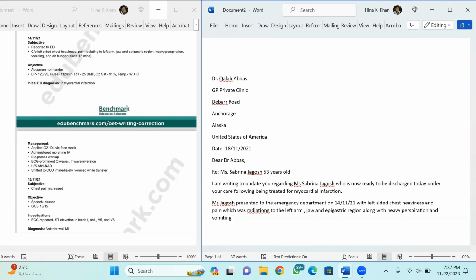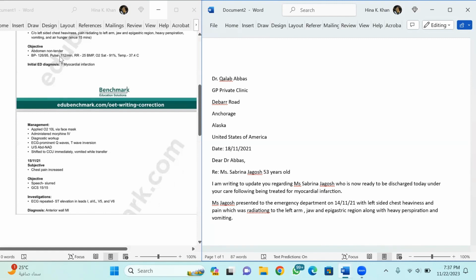Okay. Now, I can write it like this also, or you can just write all like this also. On 14th date, Ms. Jagosh presented in the emergency department with complaints of the left-sided chest heaviness and pain, which was radiating to the left jaw, arm, and epigastric region. And she was vomiting severely. But I find it like this, it's much better and nice, along with heavy perspiration and vomiting. Heavy means okay, fine. She was vomiting severely and everything. I've mentioned this. Now, this done.